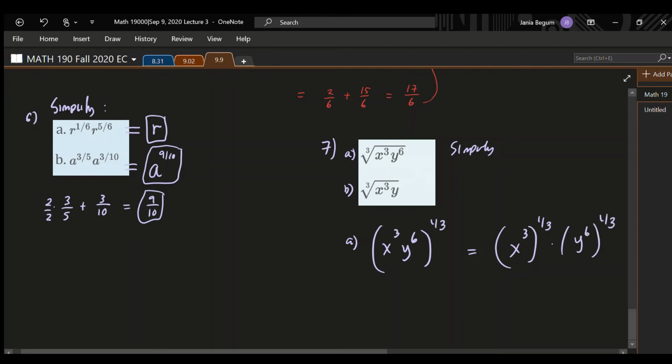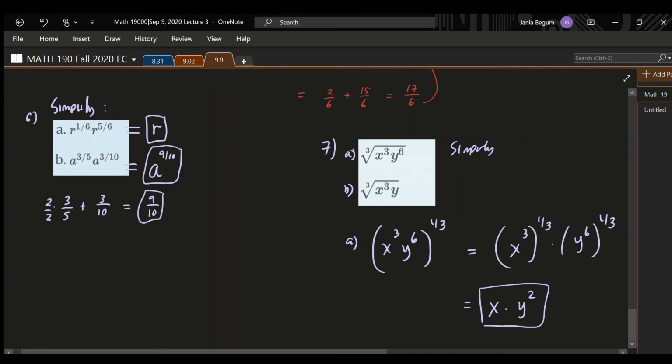And then we know by one of the properties of radicals, or exponents if you want to call it, we multiply the exponents. So for the first one, x to the third times 1/3, that's x to the 1, times y to the sixth times 1/3, it's y to the 2. And that's how you simplify them. That's one way to do it, okay?